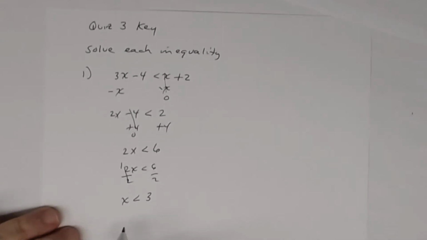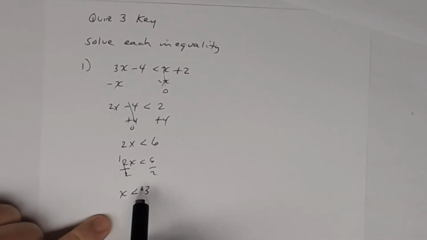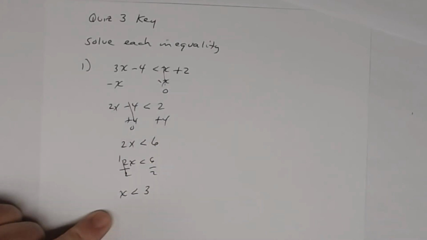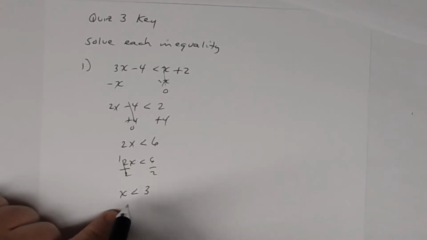All right, now what you found is this. Any real number, irrational or rational, that's less than 3 will be a solution to this original inequality. That's what you found. So again, any real number less than 3 will be a solution. Now there are an infinite number of solutions.